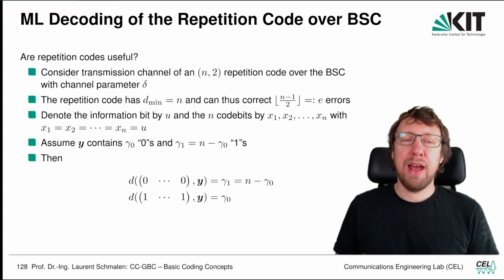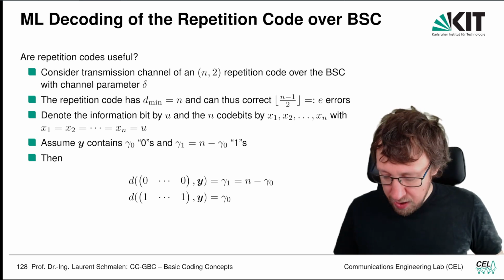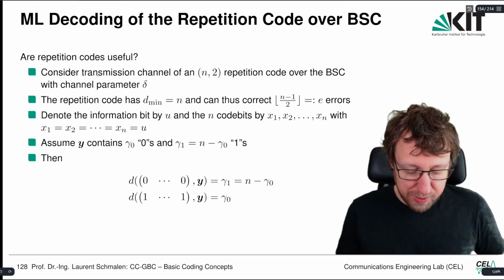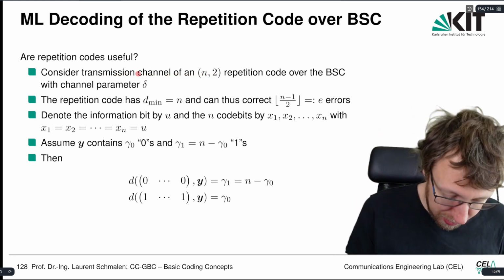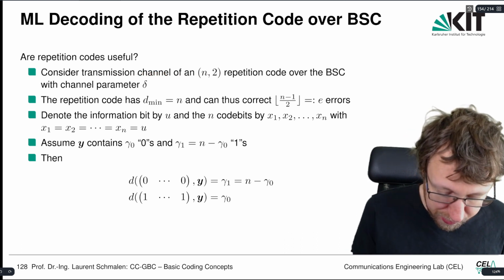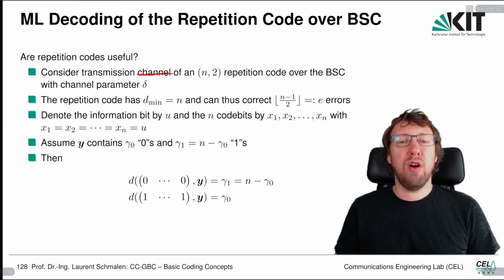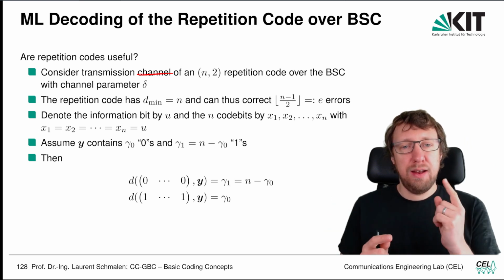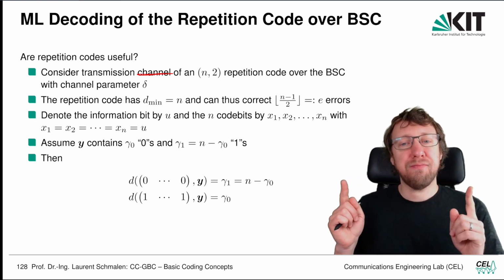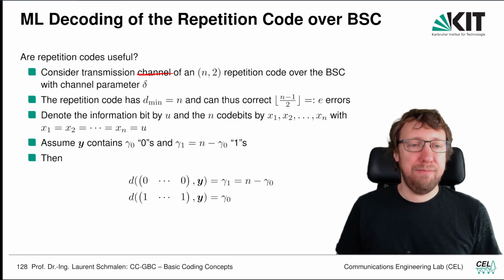And therefore, we look again at maximum likelihood decoding of the repetition code. We start specifically over the binary symmetric channel. So you consider the transmission of an N2 repetition code, so it has two code words, and each information bit is repeated n times. And we consider transmission over a binary symmetric channel with error probability delta.